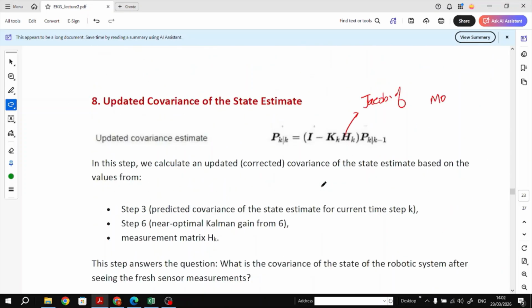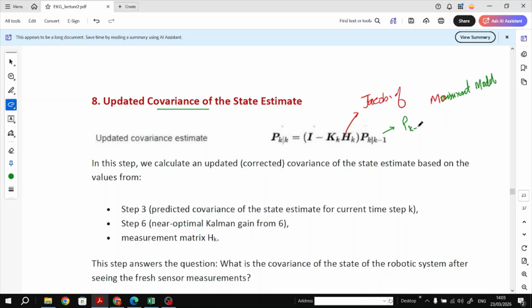And after that, we calculate the state covariance matrix. So these equations are already given in the algorithm of your EKF. In that, you have your Kalman gain already calculated, the Jacobian of your measurement model, and this is your predicted state error covariance matrix.